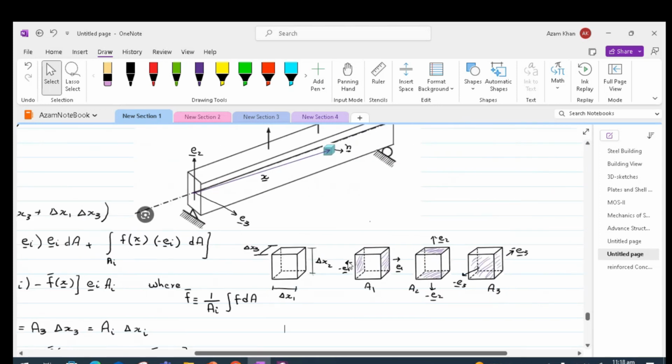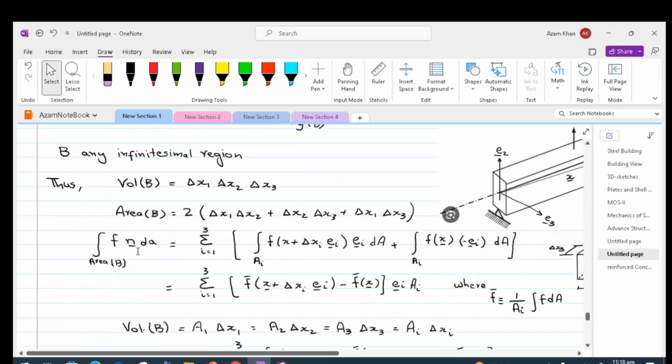If we assume this cube, it has got three sets of areas. So two areas are in E1 direction, two areas are in E2 direction, and two areas are in E3 direction. So we will try to find out the flux, which is the value of the function times the normal vector corresponding to E1, E2, and E3. And that's what we have done. The flux is equal to f of x plus delta xi ei dA.